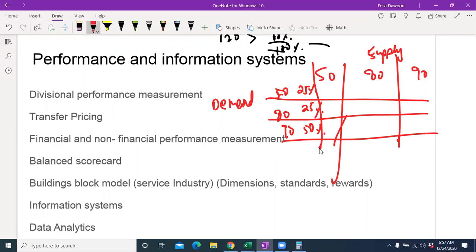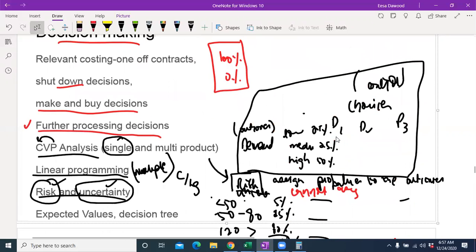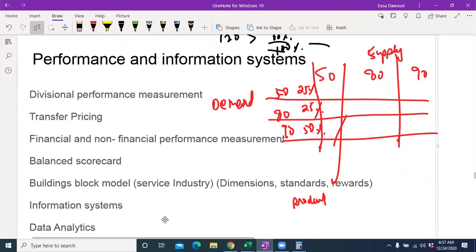That means I can actually quantify it. But if I start a new product, I don't know about the demand and I don't have the prior data, so estimating demand is definitely going to be an uncertain thing. Whatever the case, in uncertainty there are different rules. You're going to see how you apply those rules, and then how you take the decision. Last area is performance measurement and information system.